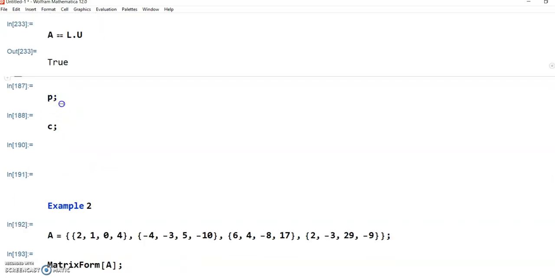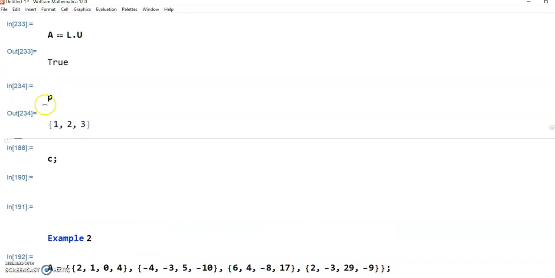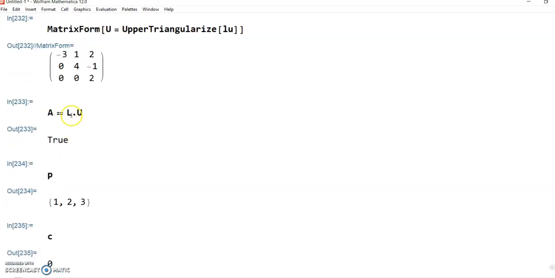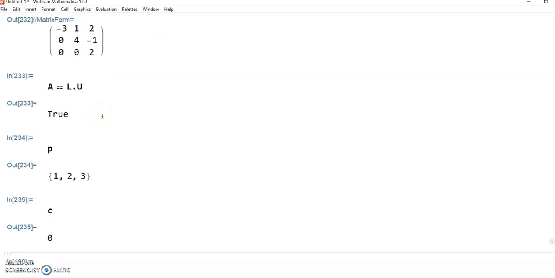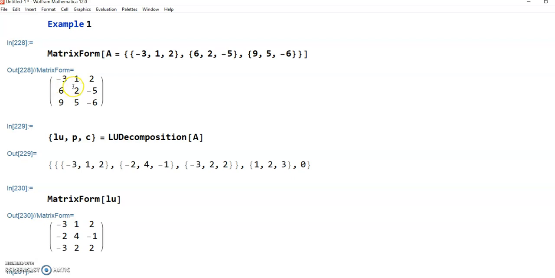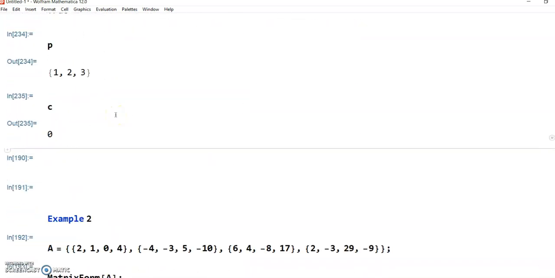And for P and C, I have already talked about them in the previous video clip. So P is the permutation list, which is 1, 2, 3, which is normal in this case, which shows that no rows have been interchanged. And the value of C is 0 over here. That means this matrix A is well conditioned to have LU factorizations. So this is the only meaning of that.